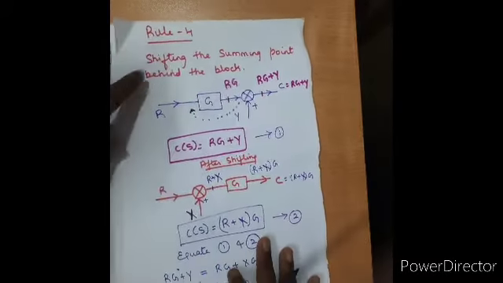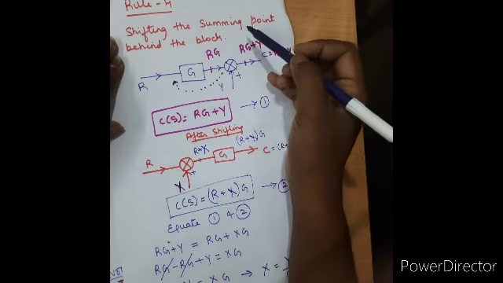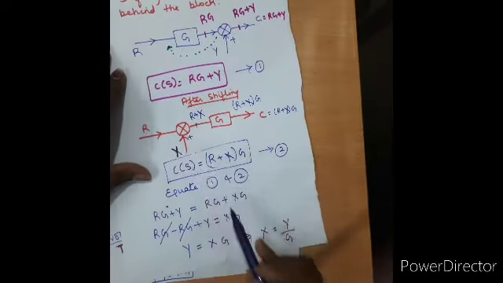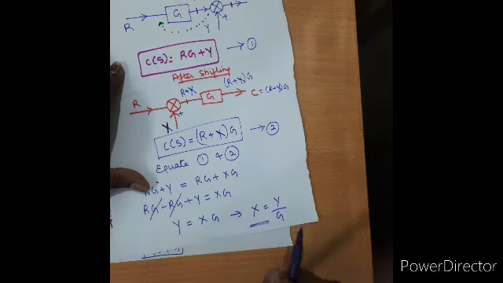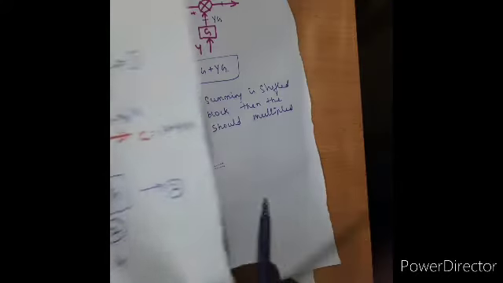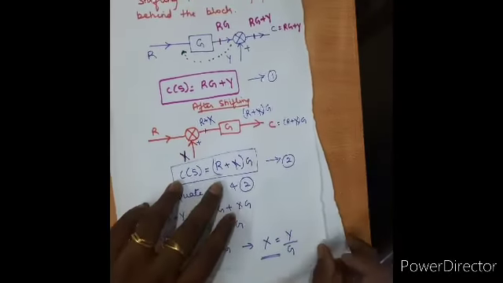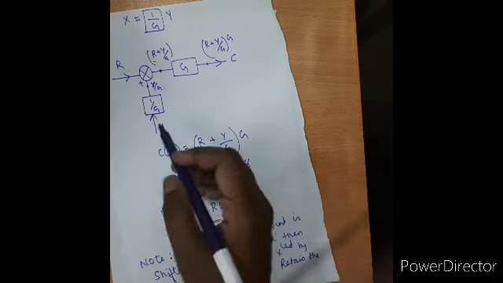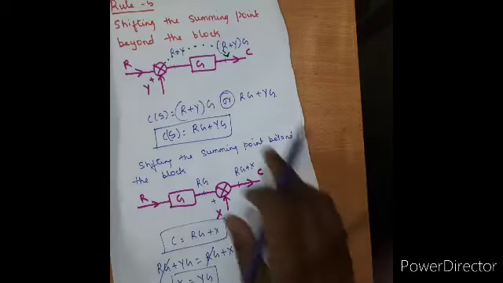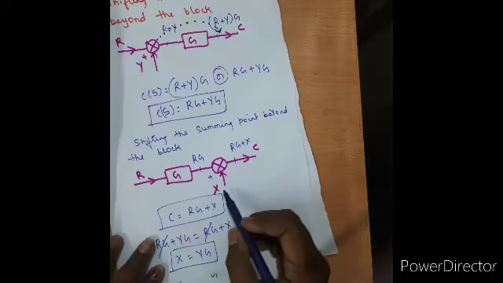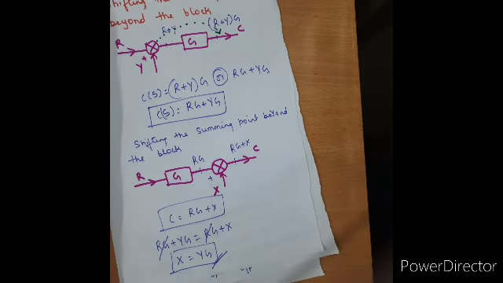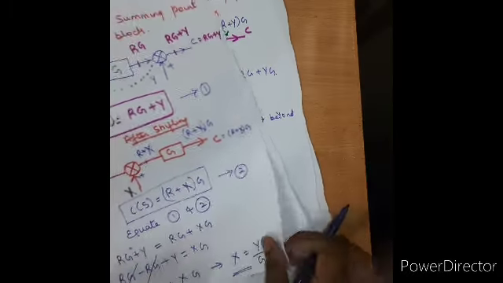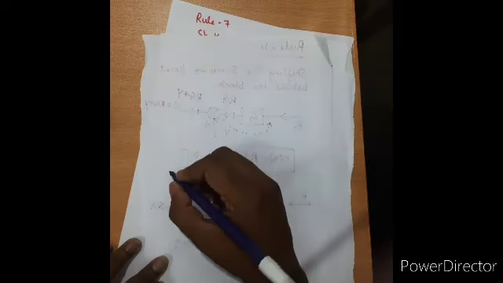Then coming to the summing point, if we are shifting the summing point behind the block, the block should be multiplied by a gain of 1 by G. If the summing point is shifted beyond the block, it should be multiplied by a gain of G, block G. So this is reciprocal here. Okay, see, note.